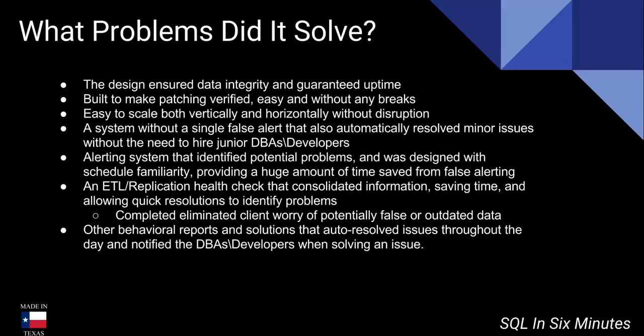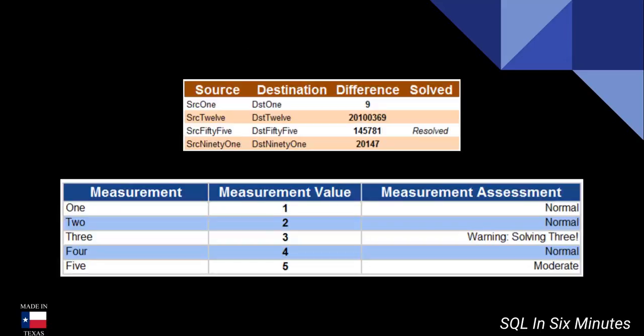And then, of course, this completely eliminated client worry of potentially false or outdated data. And then, of course, other behavioral reports and solutions that auto-resolved issues throughout the day and notify DBAs or developers when solving an issue. That's also big. You want to know when it's solving an issue. So first of all, you can filter that. So these are kind of a simple example.